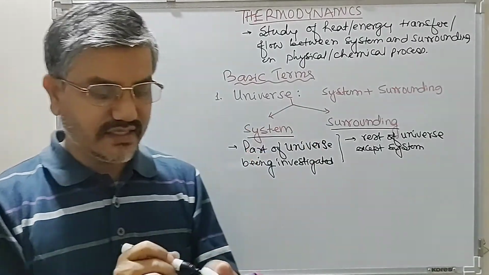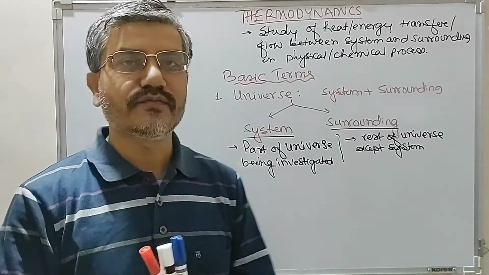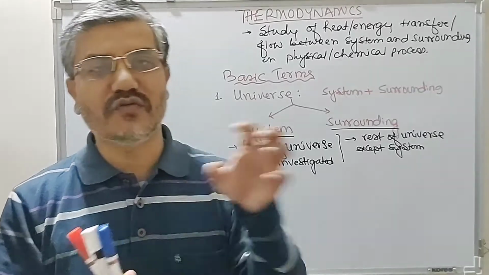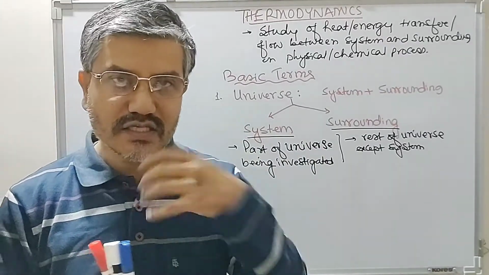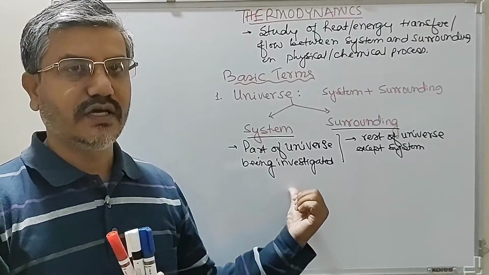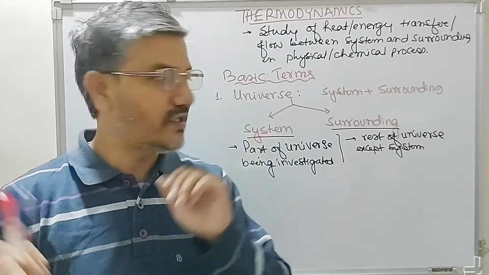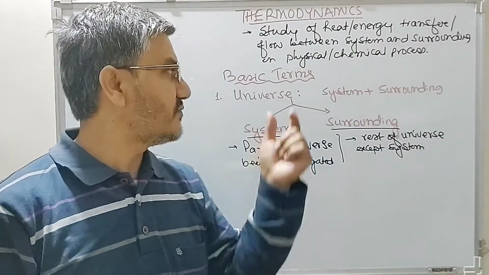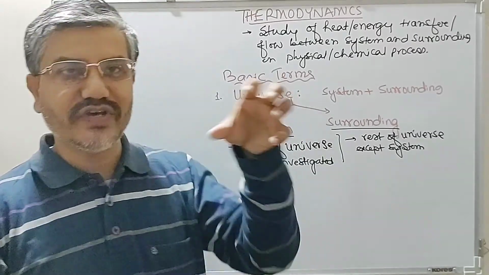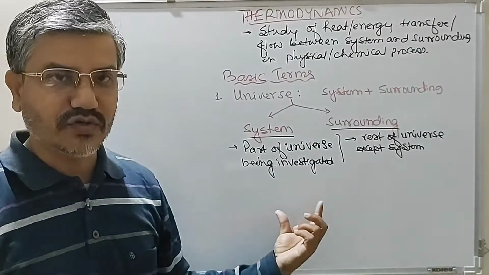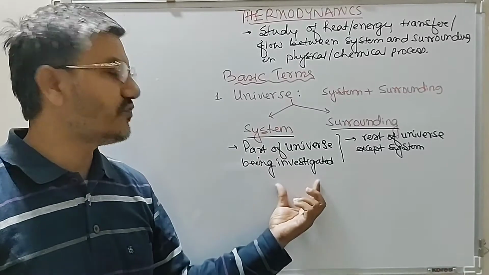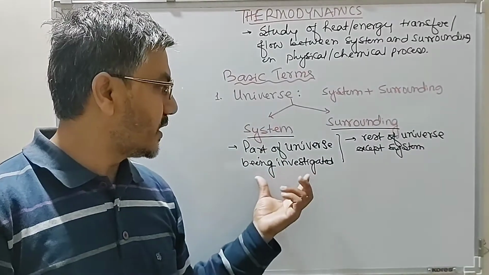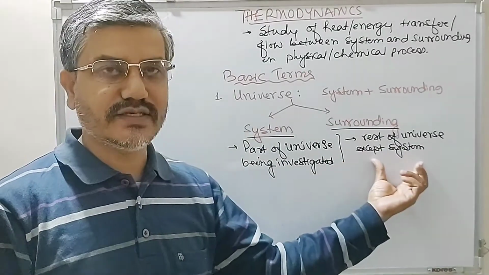Whenever we are sitting in a classroom, let me give you an example. That particular classroom of a particular section is our system, and the rest of the college or the school is our surrounding. The school or the college makes up our universe, and in this universe we are sitting in a particular classroom in which the lecture is going on. That classroom is our system, and the rest of the school excluding this system is considered the surrounding.